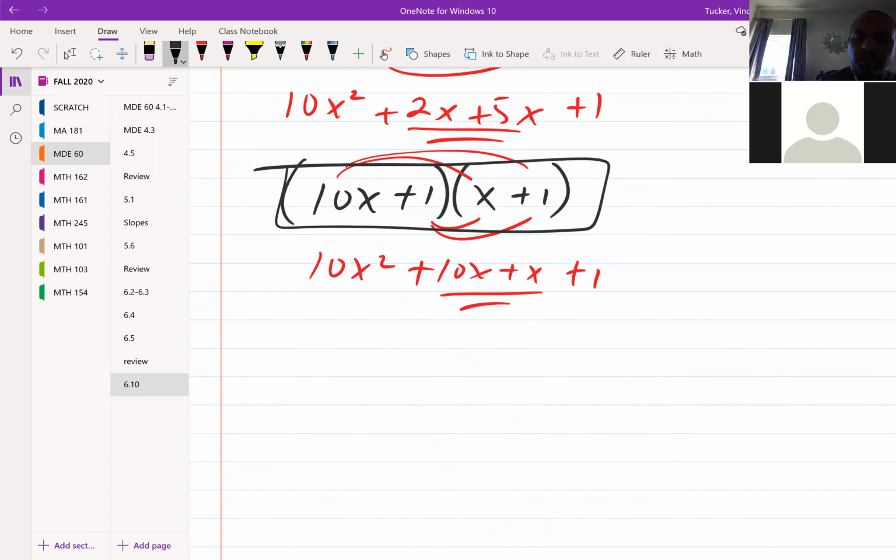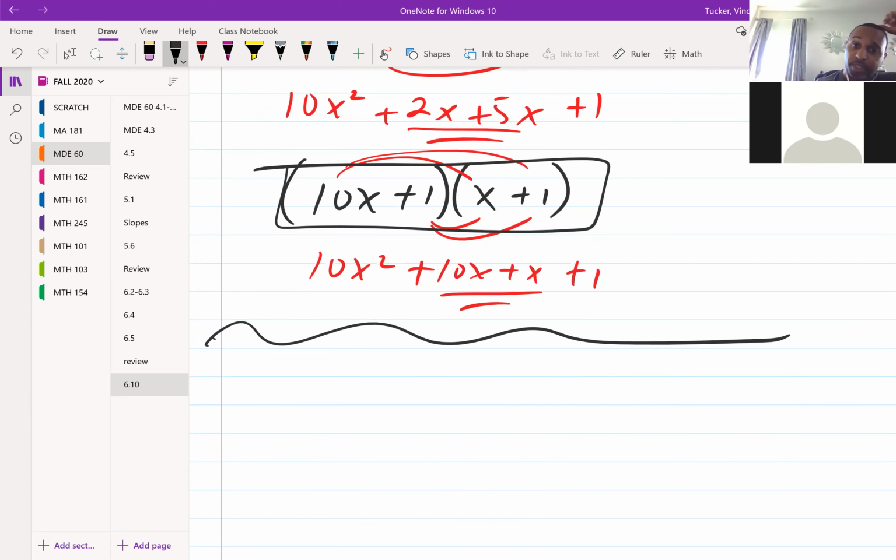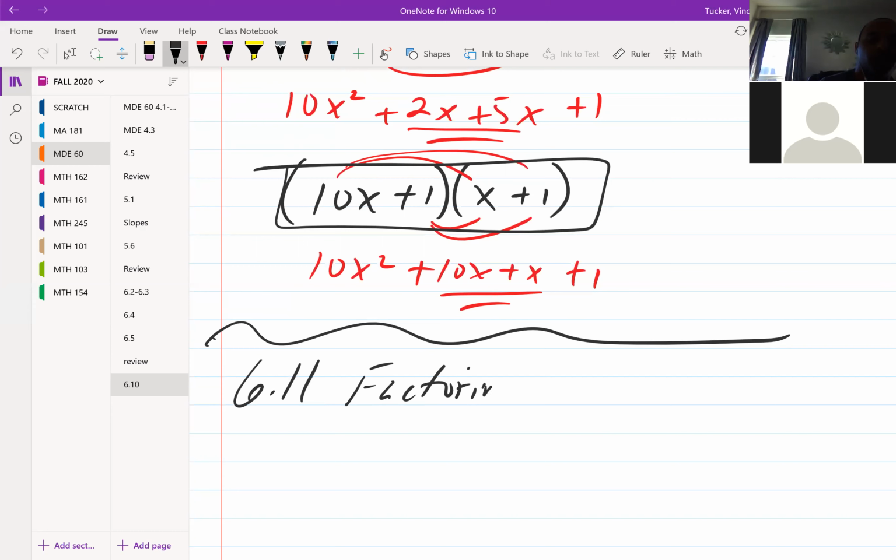I think this section is done. So try those trinomials out. If you have any issues with them, feel free to shoot me that email and I can help you out. The next section is factoring special products.